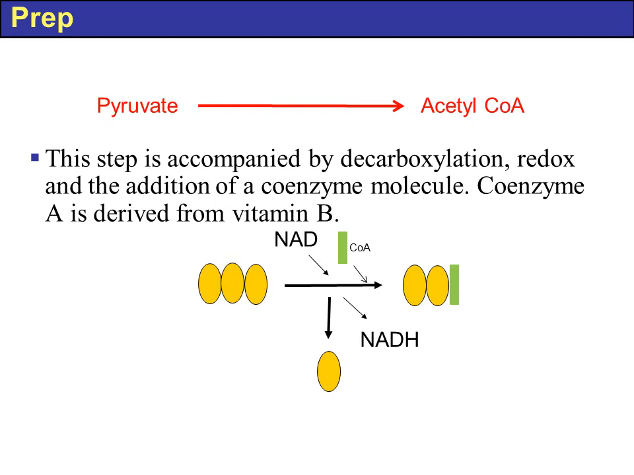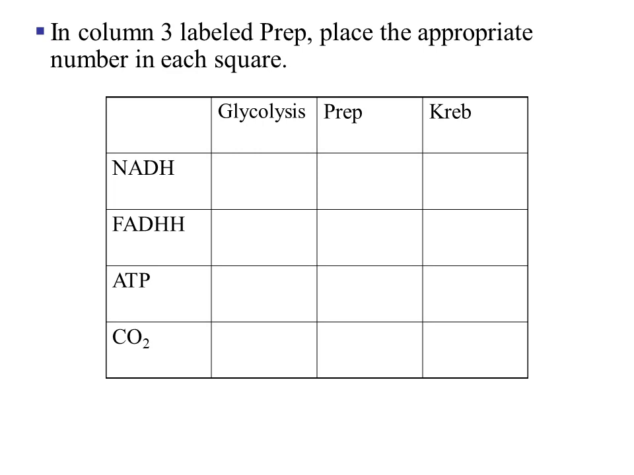This is a drawing of that reaction. This step is accompanied by a decarboxylation, redox, and the addition of a coenzyme molecule. Coenzyme A is derived from vitamin B. In column 3, labeled prep, place the appropriate number in each square.